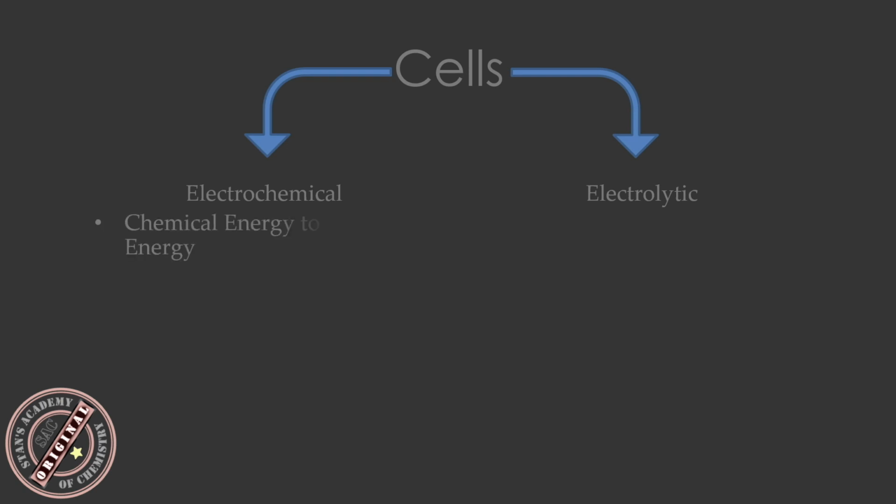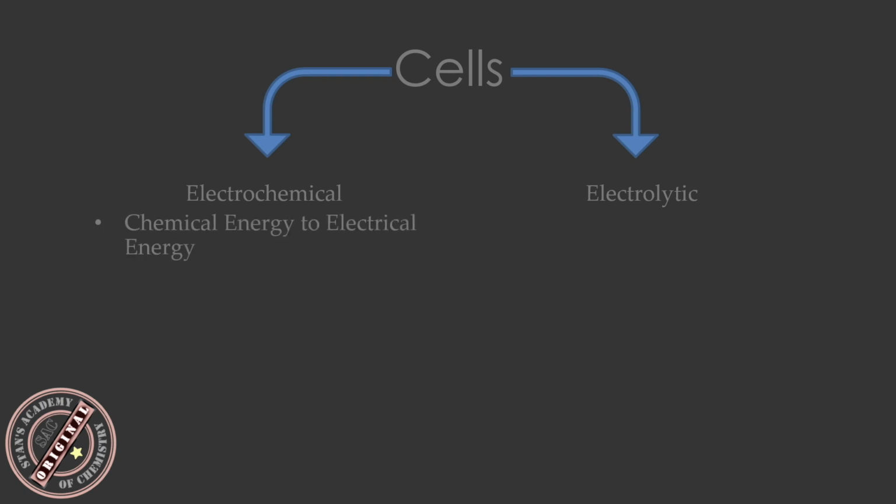Let's take a look at the different kinds of cells that we are talking about today. The first one is electrochemical cell. It's also called the galvanic cell or the voltaic cell. And the second one is electrolytic cell, which we have not discussed yet. Let's see some of the properties of an electrochemical cell.